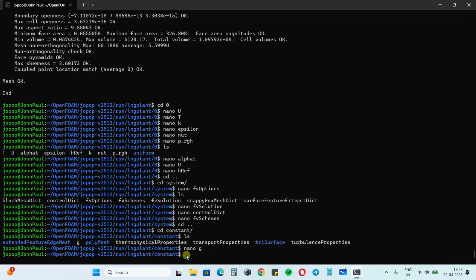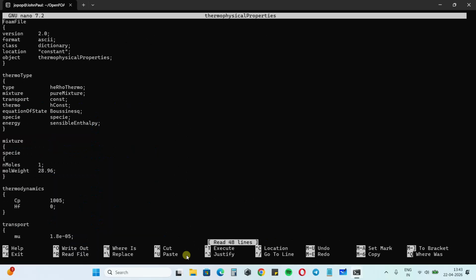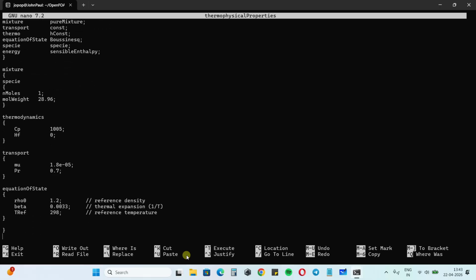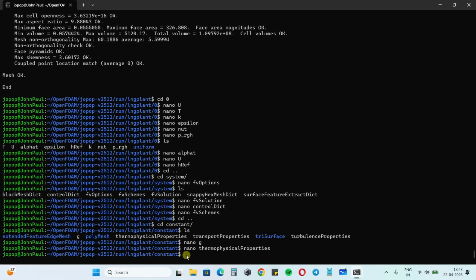Then you have to set the thermal properties. So for that we need to have a file called thermophysical properties. So open that. So here you basically specify the properties for air, and also the thermal expansion coefficient that we will be using is specified here. Okay, if you remember the buoyancy term, that was 1 minus beta delta T g, so that beta is actually specified here. Okay, so Control O and Control X.